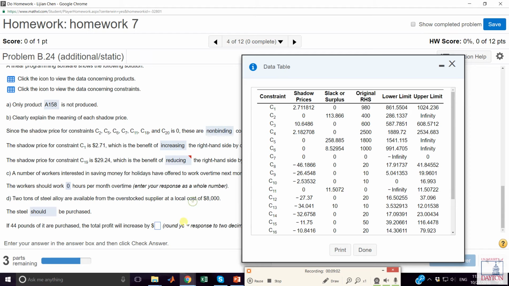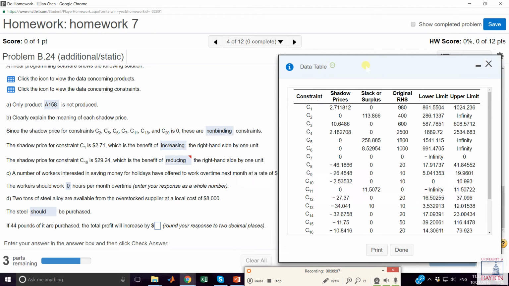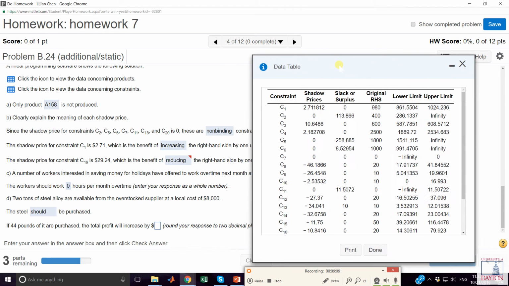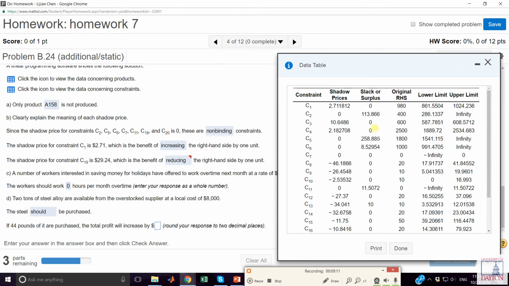Okay, so if I purchase 44, that will be increased by how much? Now this is tricky. Okay, this is tricky because look at this. So far, what do we get? We get 980. Now if I add 44 pounds to 980, it's just the upper limit of 1024.